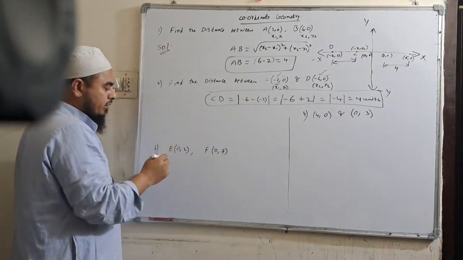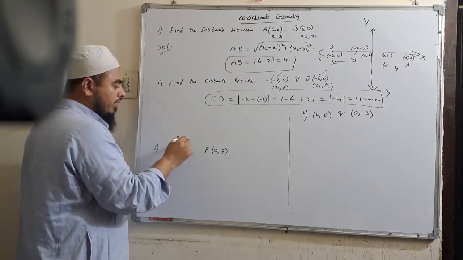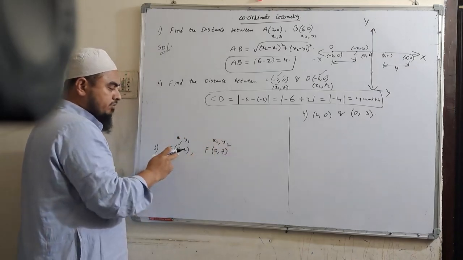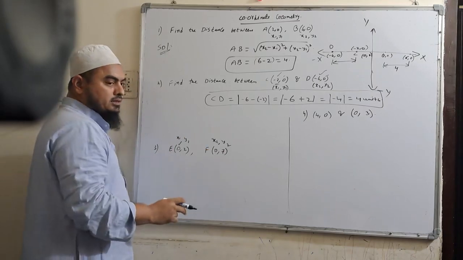Suppose another type of problem here we have, where it is given x1, y1, x2, y2. And in this, if you observe, the x coordinate values x1 and x2 are zeros.